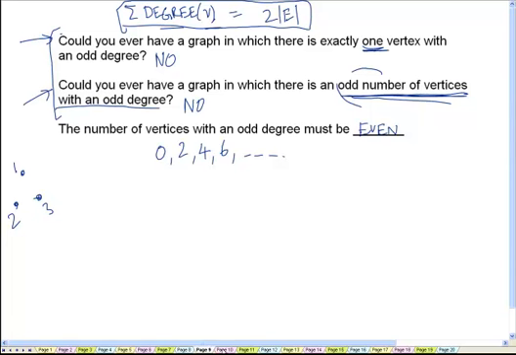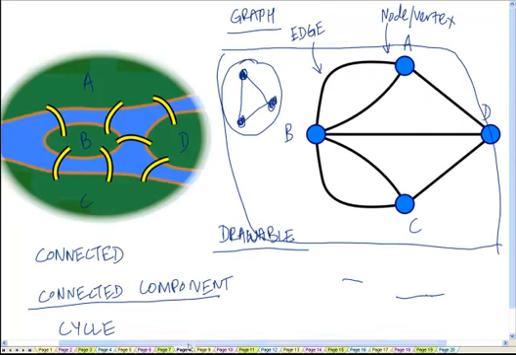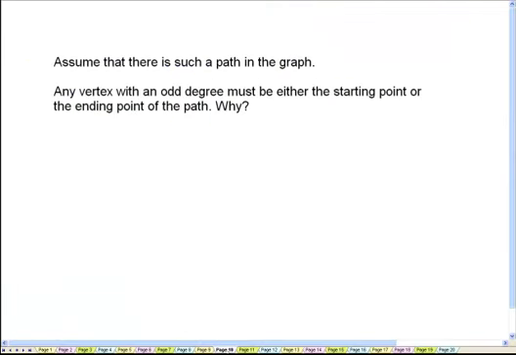So let's return to the Königsberg problem. Now here's how Euler reasoned that there does not exist such a path in the Königsberg graph which crosses every bridge exactly once. Here's a claim. Assume that there is such a path in the graph which crosses every bridge exactly once.